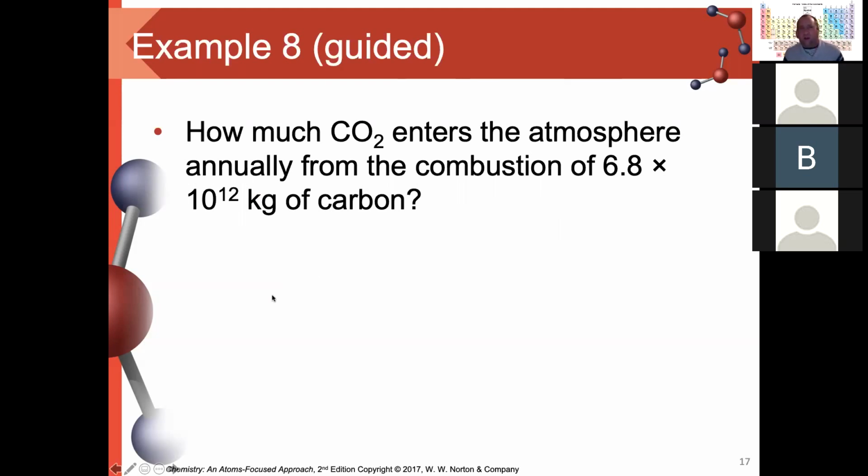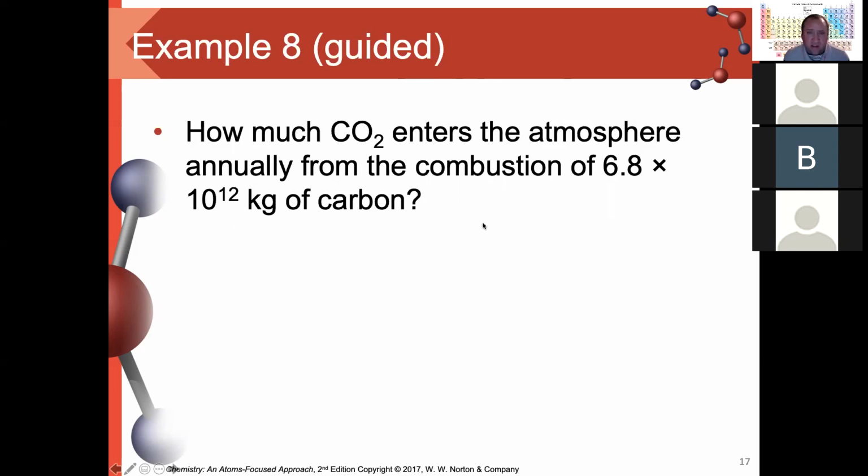How much carbon dioxide enters the atmosphere each year from the combustion of 6.8 times 10 to the 12th kilograms of carbon? So this particular problem is of significant interest here in Indiana, since most of our electricity comes through the combustion of coal, which is primarily carbon. So how much carbon dioxide is being put into the atmosphere from carbon burning, from coal?